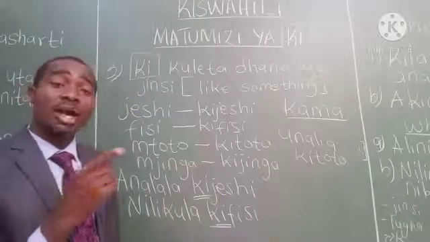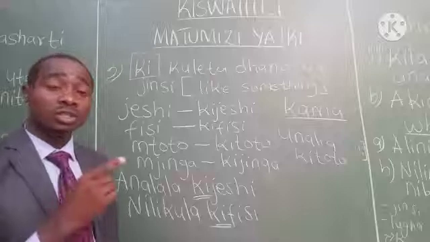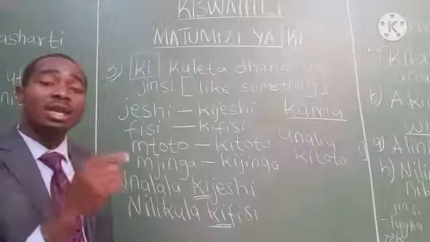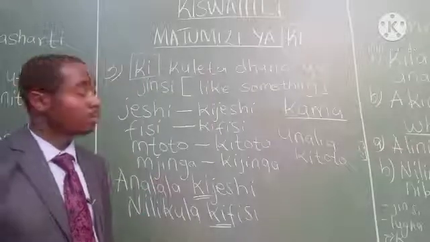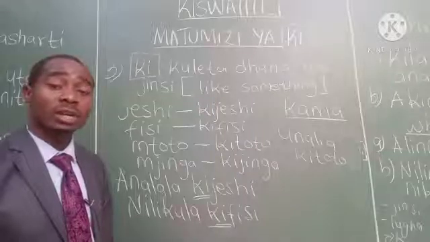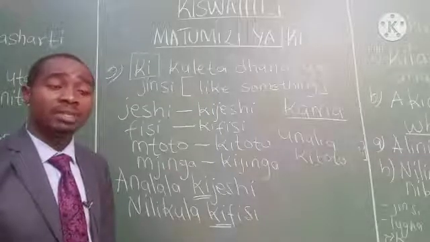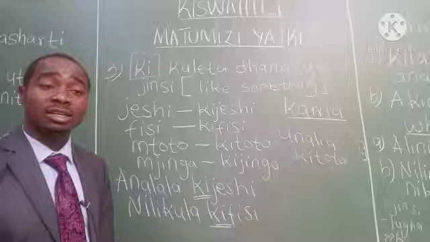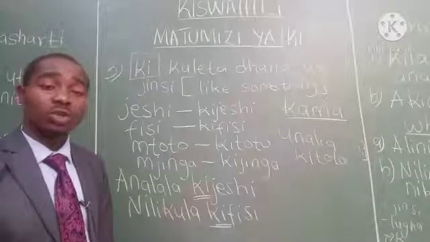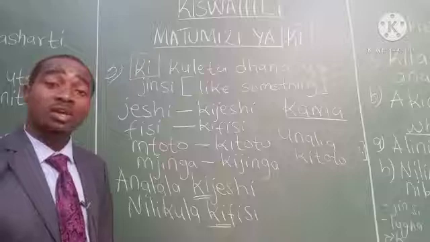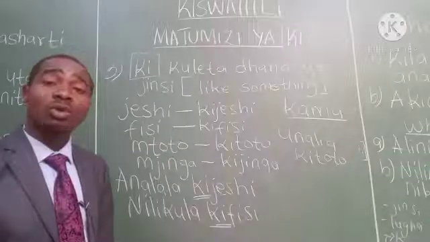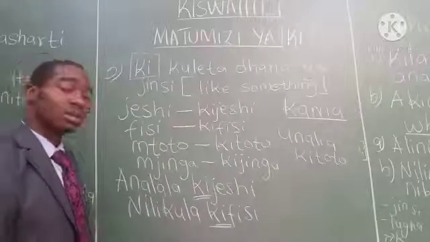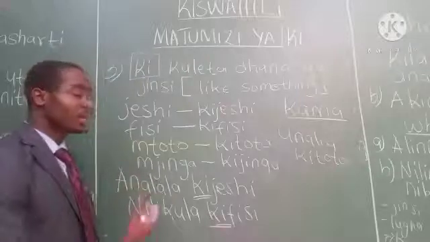Mzee yule alilia kitoto. That old man cried like a child. I don't know what made him cry like a child. It must be something terrible that can make an old man cry like a child. Ilikuwa kitu kibaya sana, kinamfanya mtu mzee kulia kama mtoto, ama kulia kitoto. Inasikitisha sana. Sawa, tuendelee.